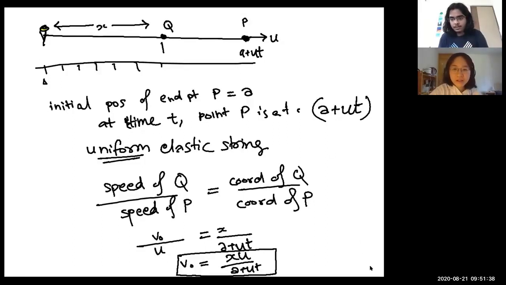Right, so let's look at the next part of the question. So the next part of the question says, an ant wants to walk along the string starting at t equals 0 at the peg. The ant walks at a constant speed v along the string. Then at time t, the ant is at a distance x from the peg. Write down a first order differential equation for x.